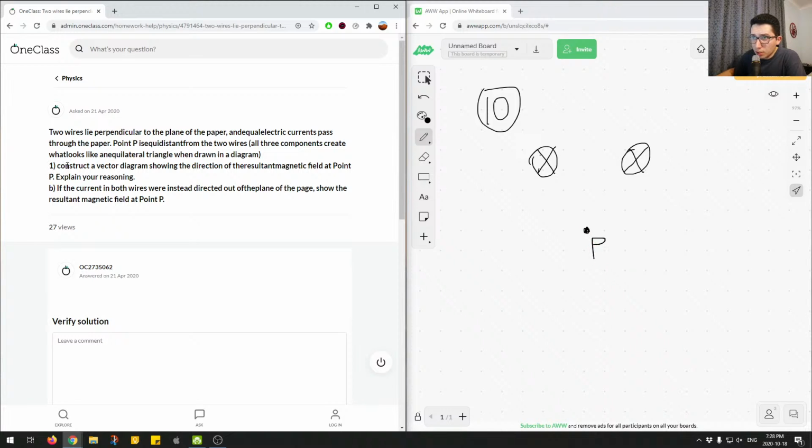Number 1, construct a vector diagram showing the direction of the resultant magnetic field at point P. Explain your reasoning. If the current in both wires were instead directed out of the plane of the page, show the resultant magnetic field at point P. So essentially, what we'd have to do is use the right-hand rule to figure out the vector for the magnetic field.